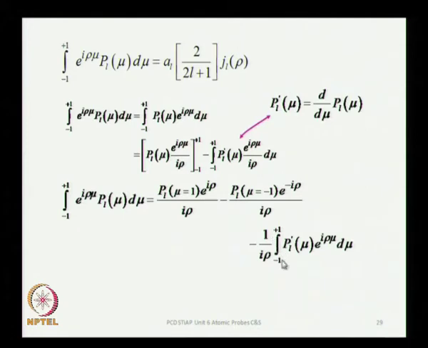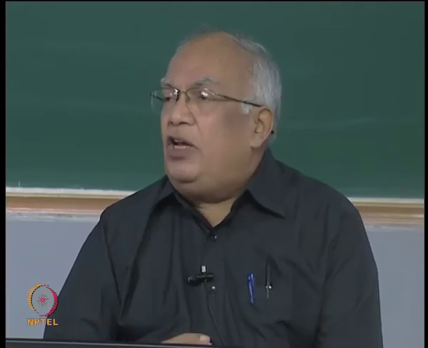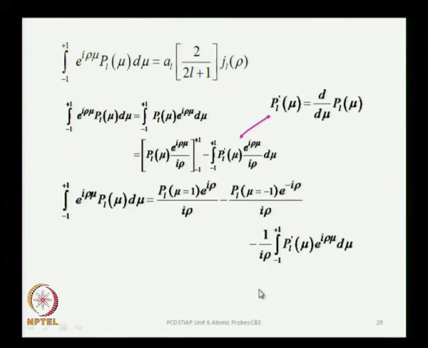You already have a factor of 1 over rho here. Here again you can carry out the integration by parts, okay, and when you do this integration by parts, once again you will get the integral of e to the I rho mu, which is e to the I rho mu divided by I rho. So, that together with this rho which you already have will give you a 1 over rho square, and that term will be much weaker than the terms which go as 1 over rho in the asymptotic limit, okay.